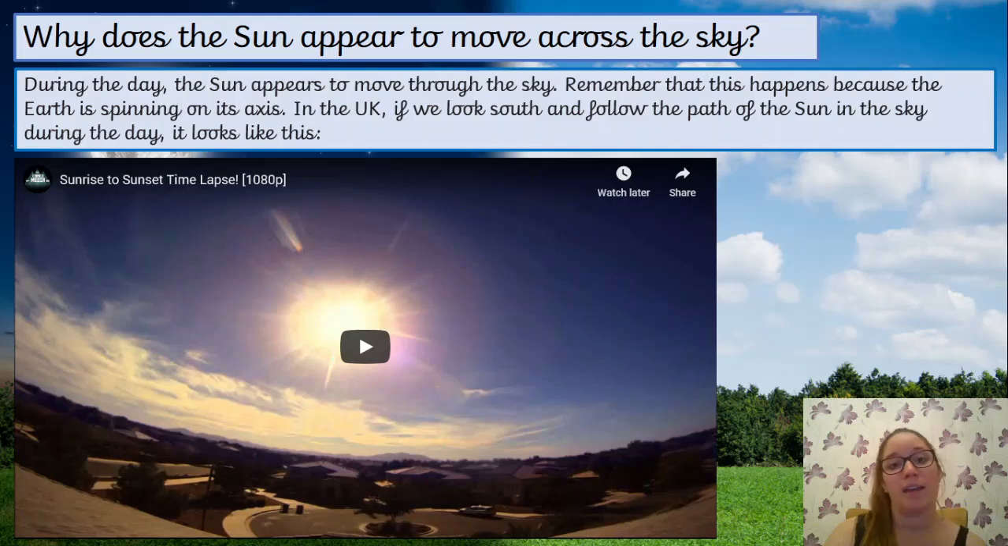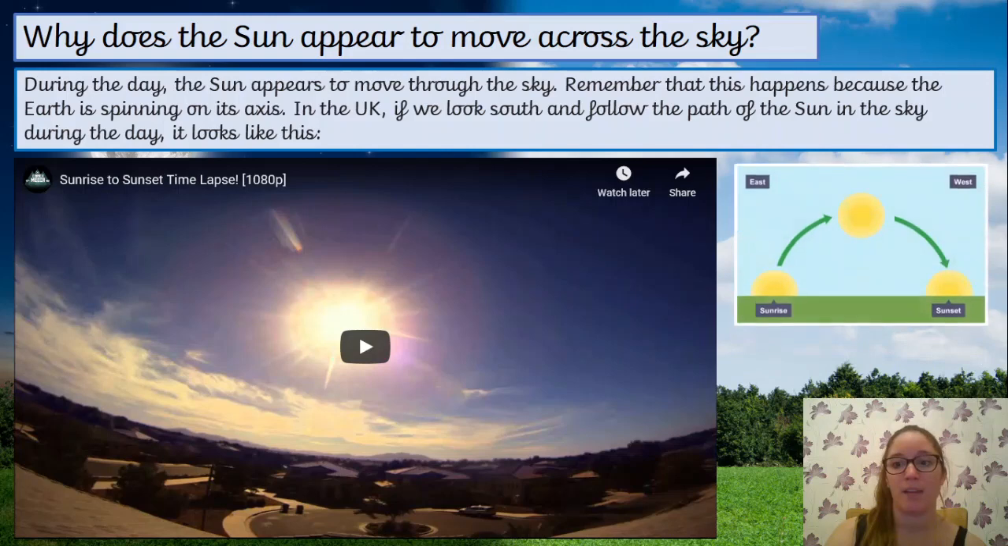In the UK, if we look south and follow the path of the sun in the sky during the day, it looks like this. So the sun rises in the east. This is when it gets to the south, and then the sun sets in the west.